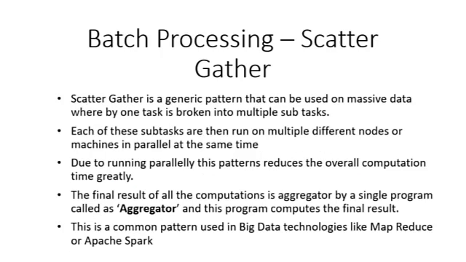So batch processing, scatter gather. Scatter gather, as the name suggests, is a generic pattern that can be used on massive amounts of data. The concept is very simple. Let me explain it with an example. Suppose you have a task that's taking 60 minutes on one computer. Now you distribute it on 6 computers that are almost as equal in their computation power to this computer.